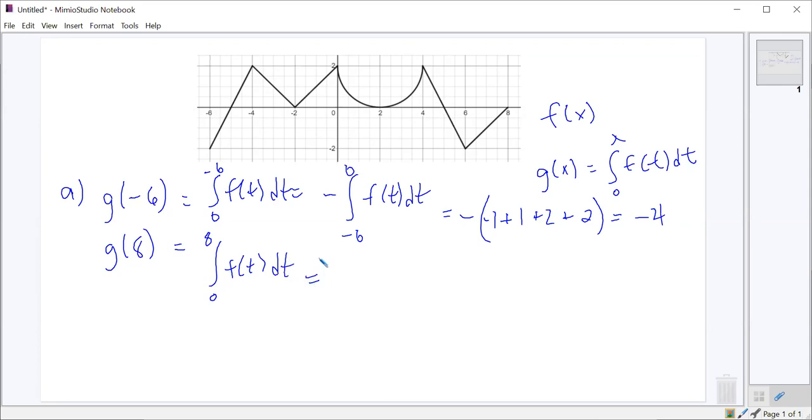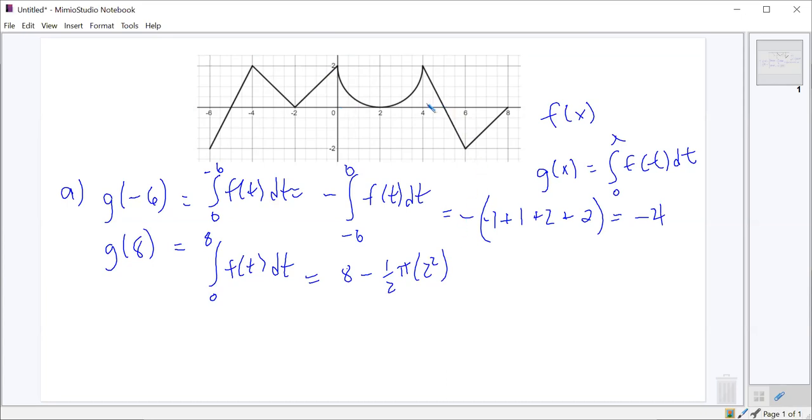And then for g of 8, we've got the integral from 0 to 8 of f of t dt. To figure that out, we need to find the area underneath the curve from 0 to 8. The piece from 0 to 4 is the piece below the semicircle. That's the entire rectangle, which is 2 by 4, 8, minus the area of the semicircle, which is 1/2 of pi times the radius squared. So that takes care of 0 to 4.